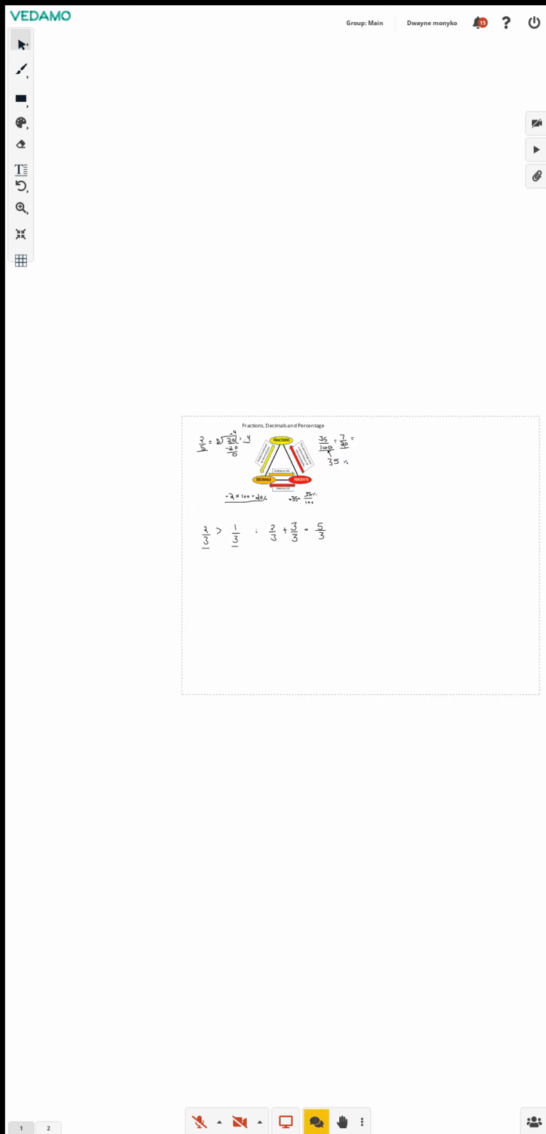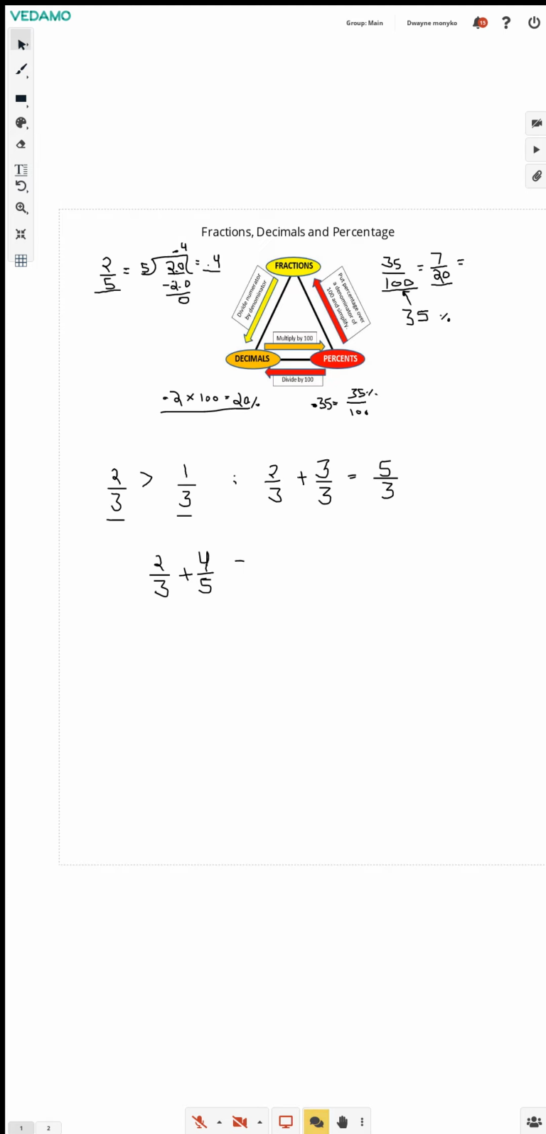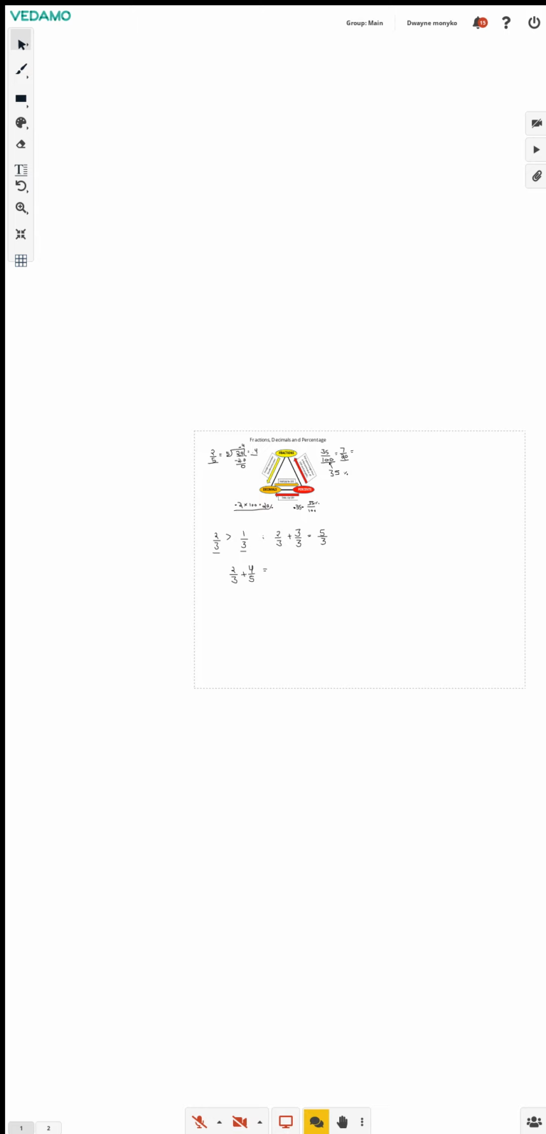But what happens when the denominators are not equal? So 2 over 3 plus 4 over 5. When the denominators are not equal, we try to make them equal. And how to make them equal? We multiply them with each other.